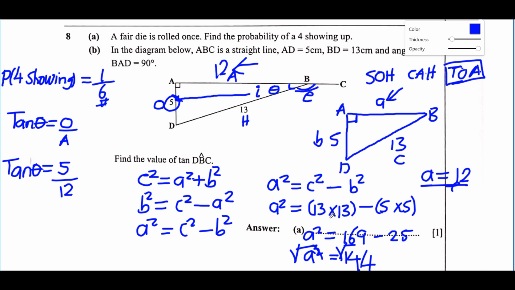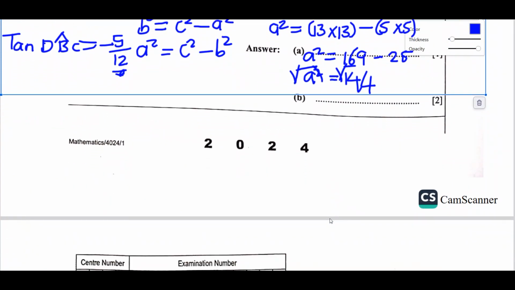Now what will be the outside, which is DBC? To find the outside, you just have to introduce a negative sign to the given value. Therefore, our final answer will be tan DBC. Since this is the interior, the inside, to find the exterior, the outside, you just say negative 5 over 12. So according to math paper 1, that is correct. Right, so we move on to question number 9.